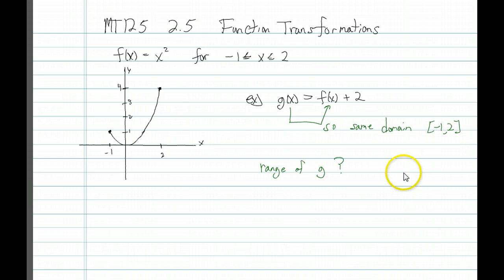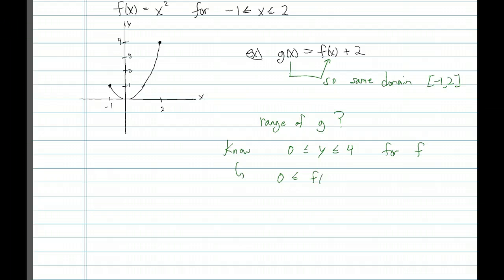The range is a little bit more delicate. We can see from the graph that the range is the interval of 0 to 4 on the y-axis. We know y can only be between 0 and 4 for the function f. All right, now another way to write that is to say that f of x is between 0 and 4 using our function notation. Now, looking at our formula for g, we want to know where is f of x plus 2 lying between? What two numbers? We want to know f of x plus 2, is that less than or equal to what and what?